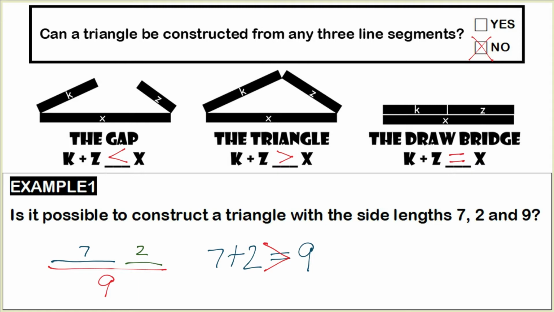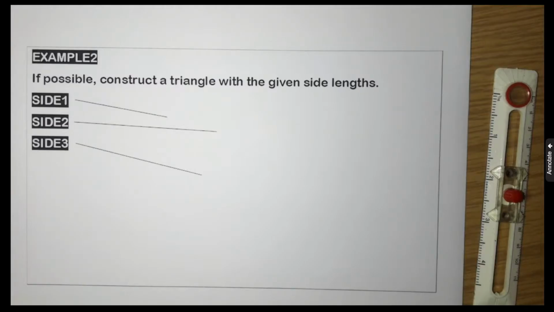So the answer to this problem, is it possible to construct a triangle with side lengths 7, 2, and 9? The answer would be no, because the two shorter sides do not add up to more than the length of the longest side. Example 2.